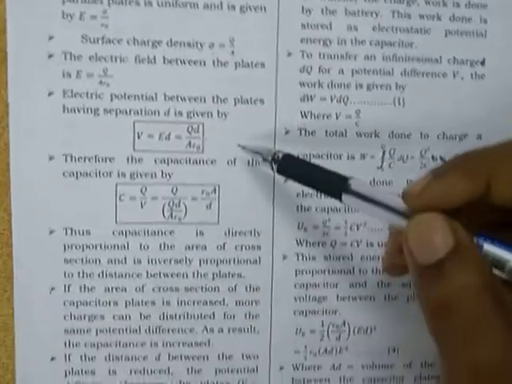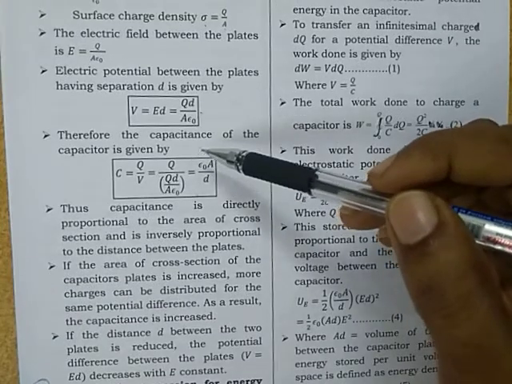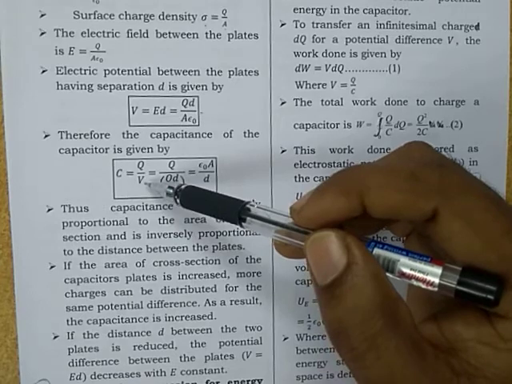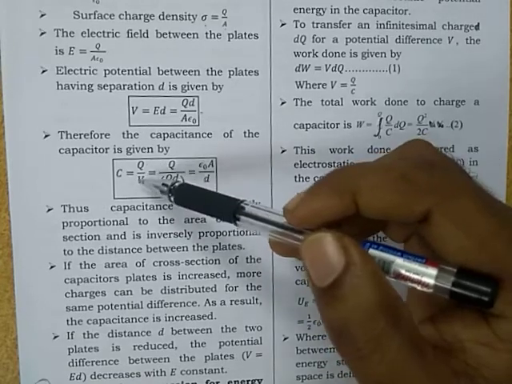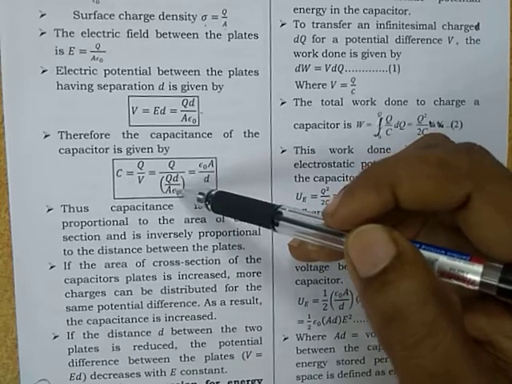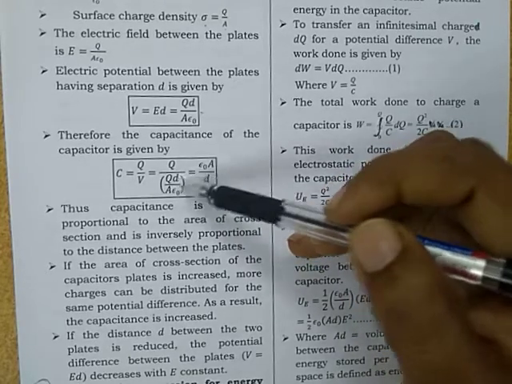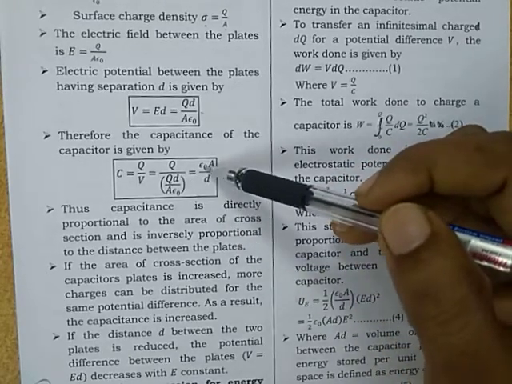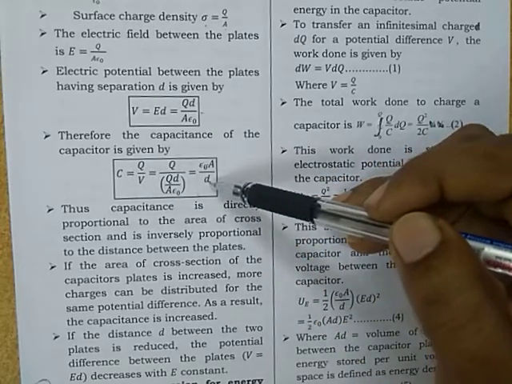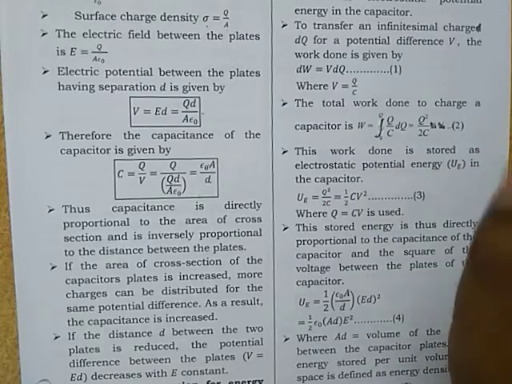Then we need to find the capacitance. We know capacitance is the ratio of charge to the potential difference between the conductors. Then we know Q, we know the value of V, that is V is equal to Q D by A epsilon naught. On solving this we get epsilon naught A by D. Here C is equal to epsilon naught A by D is the actual relation for capacitance.